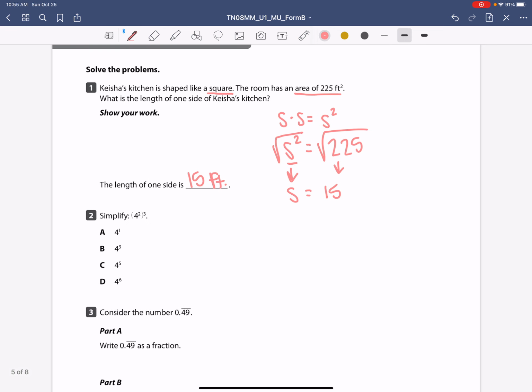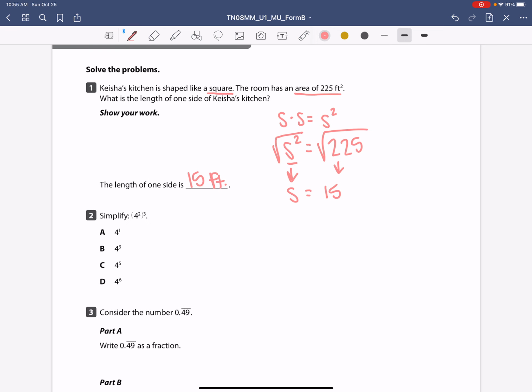Simplify 4 squared to the third power. So 4 squared to the third power, of course, is the power rule. And that means that if you have one base and 2 exponents, you multiply the exponents. But for those who are a little confused about it, you treat this 4 squared as if it was any other base.